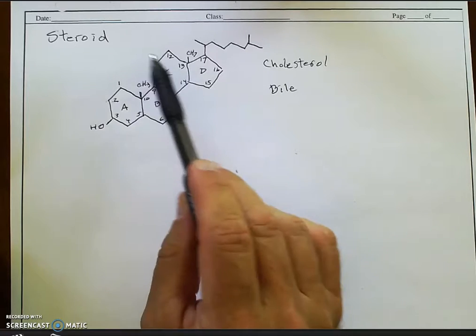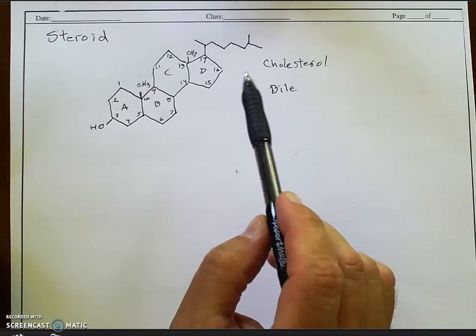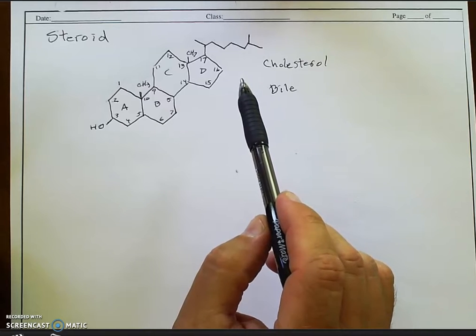Now, some other important steroids in our body. We have several steroid hormones that are produced in the body.